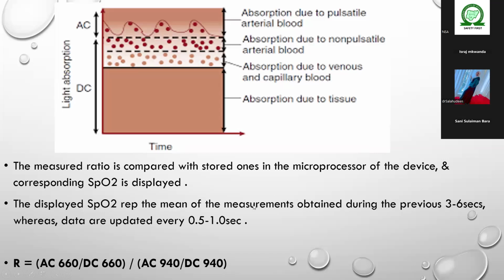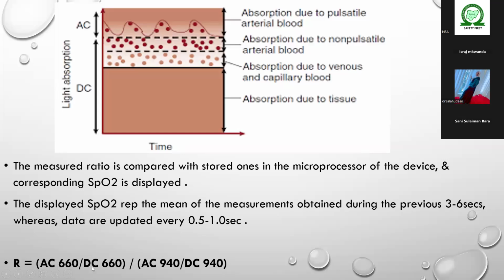The displayed SpO2 represents the mean of the measurements obtained during 3 to 6 seconds back, whereas the data keep updating every 0.5 to 1.0 second. What this means is that once a pulse, let's say at A time, is picked up, it's been sent to the transducer, it's been processed, and as it's relaying back, B is picked up. So we see that the reading on the pulse oximeter keeps changing, fluctuating, reporting, analyzing, like that continuously.